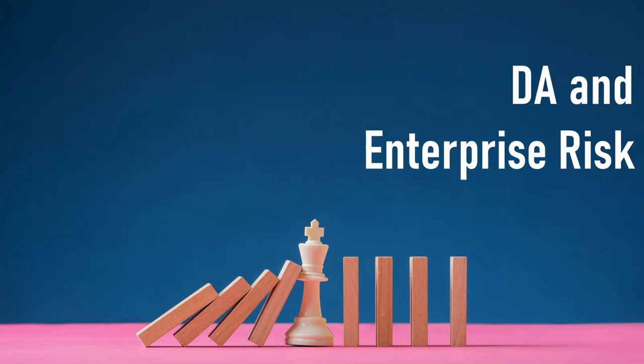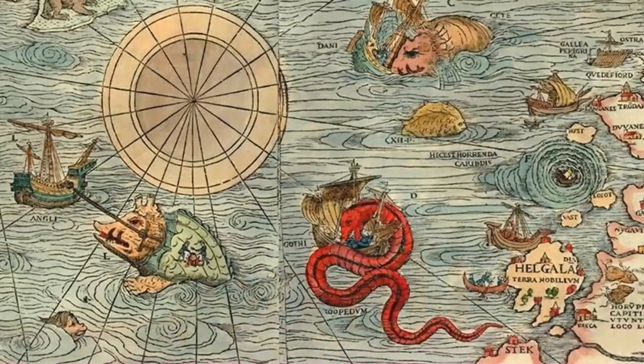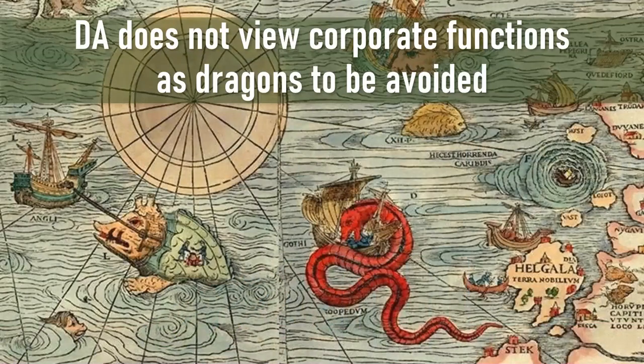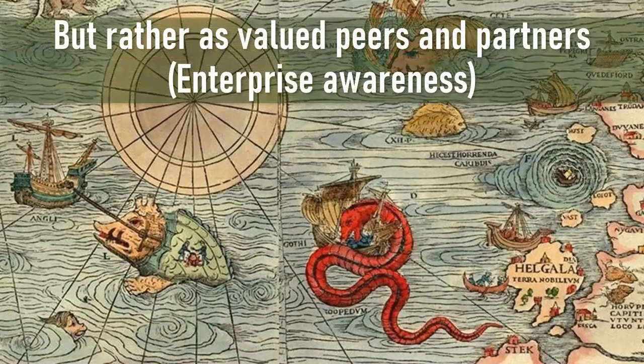DA and the multiple levels of risk that we want to address with it. So the first, obviously, is enterprise risk. The first thing to understand is that DA does not view the corporate functions as dragons to be avoided. Rather, it views that higher level layer at the top of the first diagram that I showed, and we're going to see again in a minute.